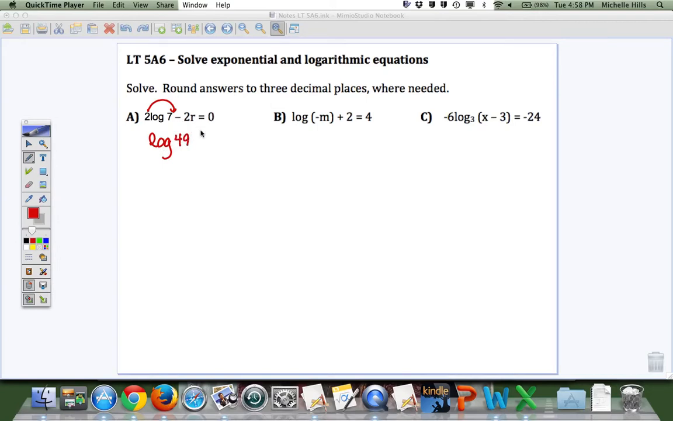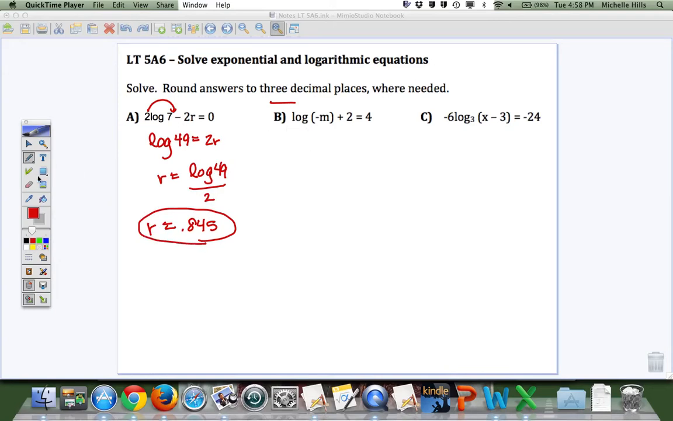And I'm going to add 2r to move my variable to the other side, equals 2r. So r is going to be the base 10 log of 49, and then divide that by 2. And to 3 decimal places, that means r equals 0.845. Please make sure you have punched that in your calculator and that you can get that answer correctly.